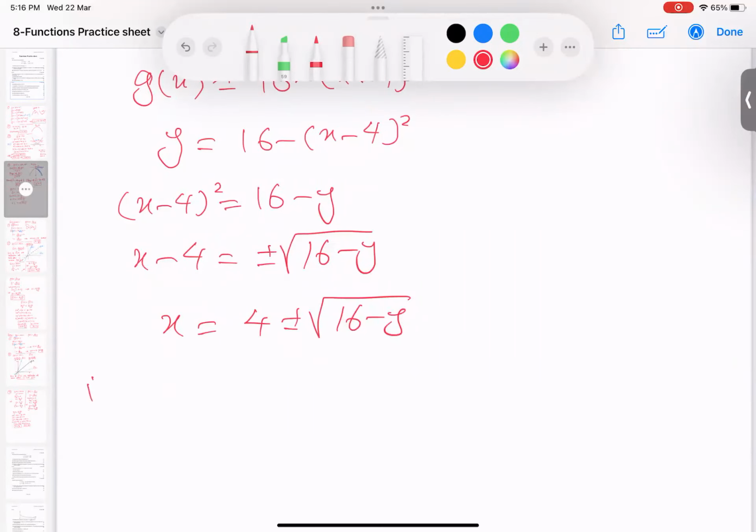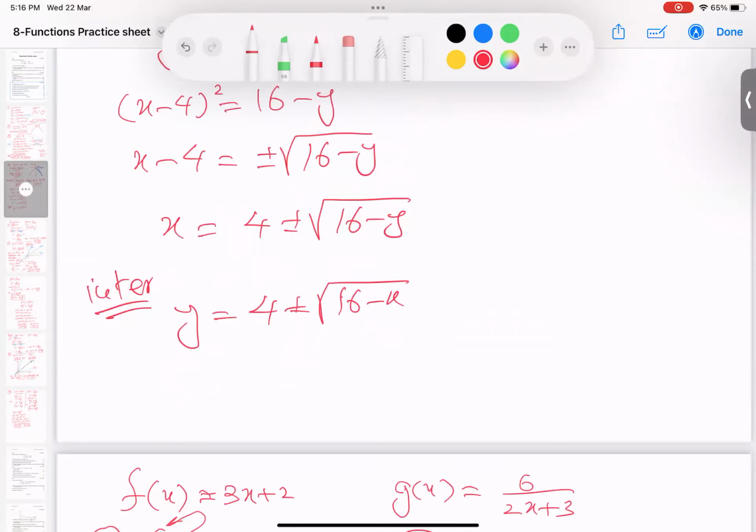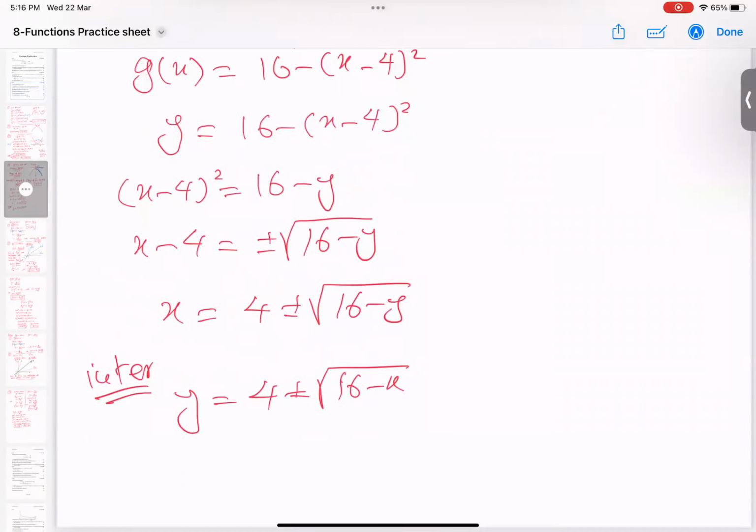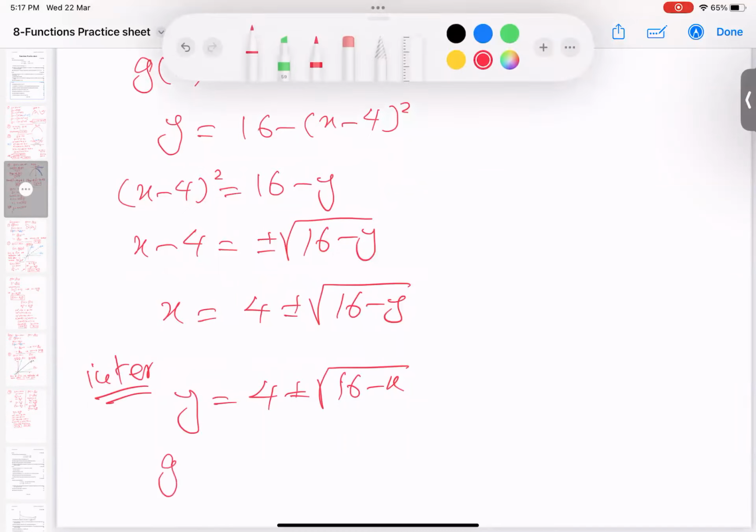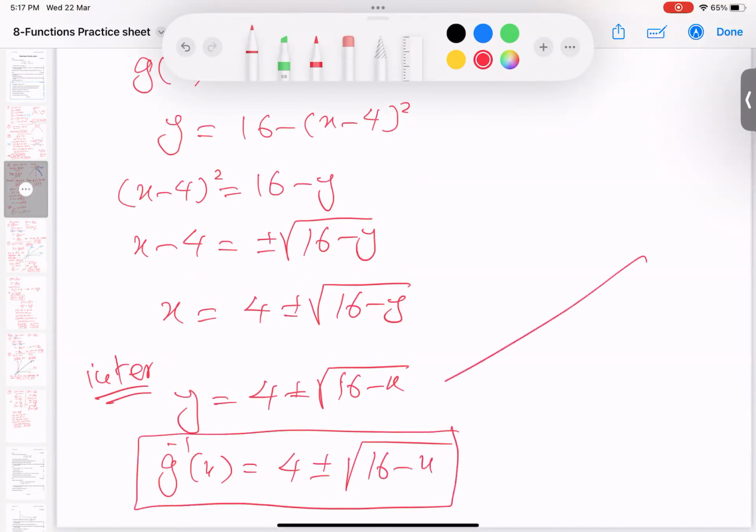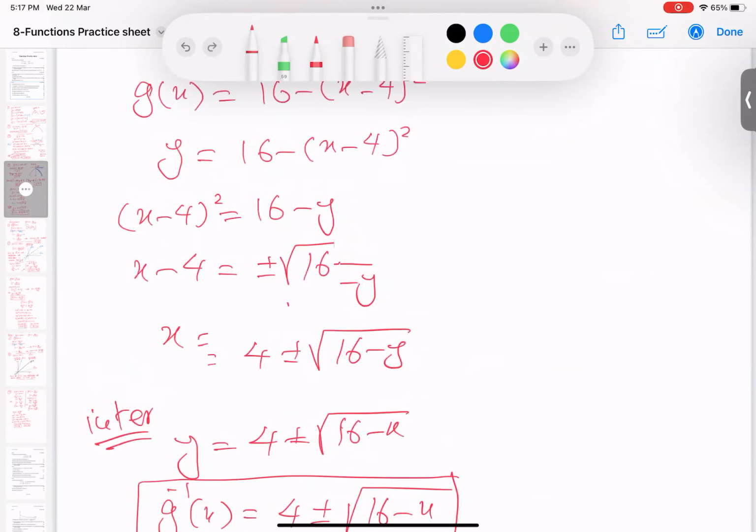Now interchanging: x becomes y and y becomes x. All of you are familiar with what is going on. What is this called? G inverse. But wait a minute, student, one thing is left. I have to decide whether a plus or a minus comes here. How to decide this sign?